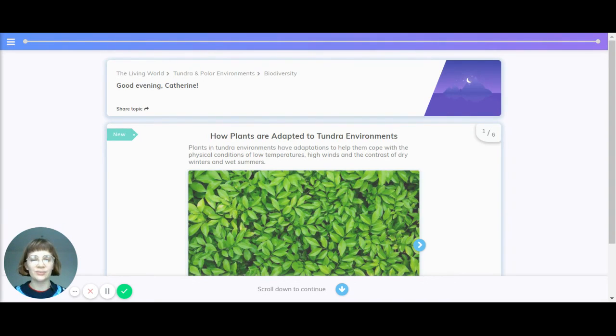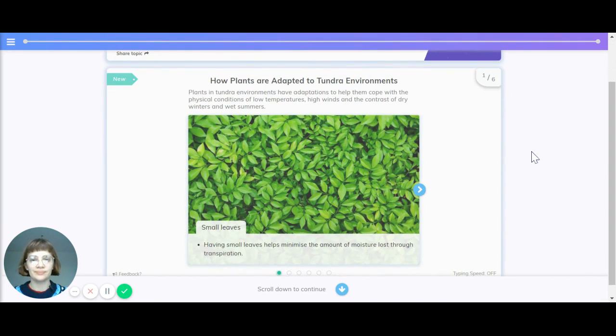Hi there. For this topic, we'll be looking at biodiversity in tundra and polar environments, starting off with plant adaptations to tundra environments. Plants in tundra environments have adaptations to help them cope with the physical conditions of low temperatures, high winds, and the contrast of dry winters and wet summers.